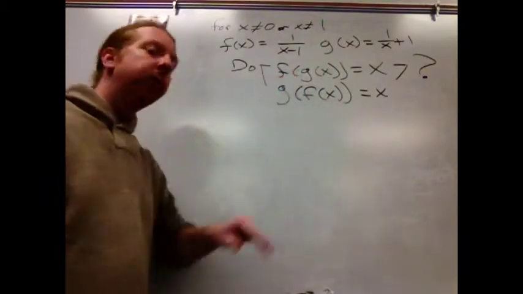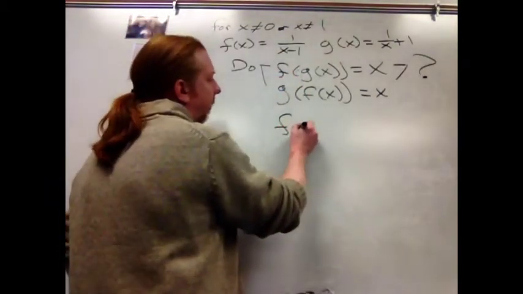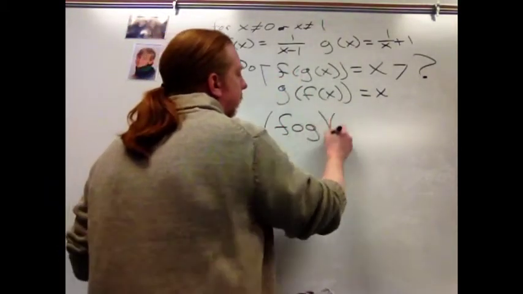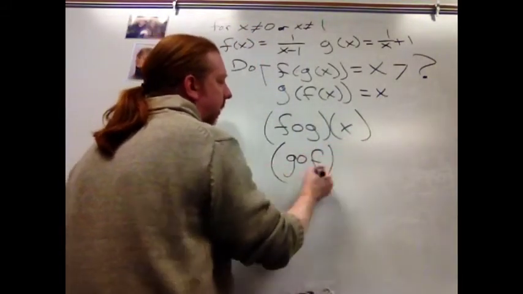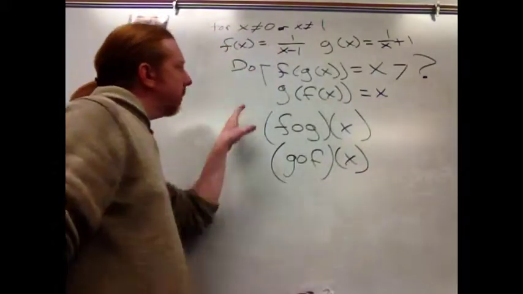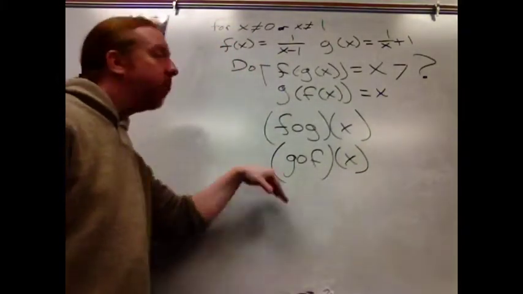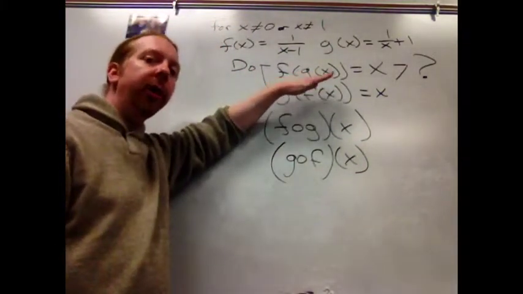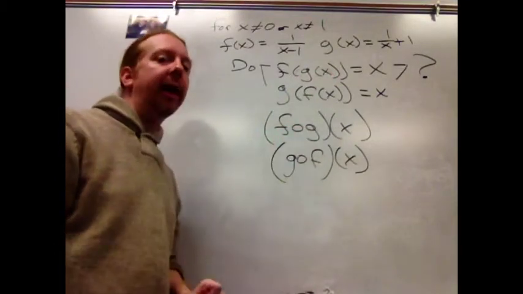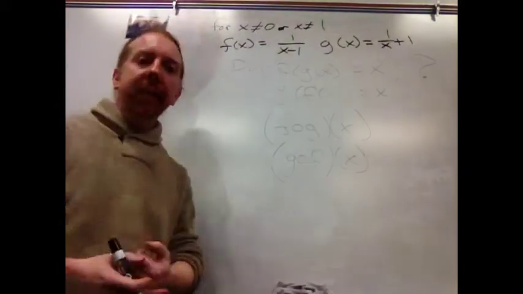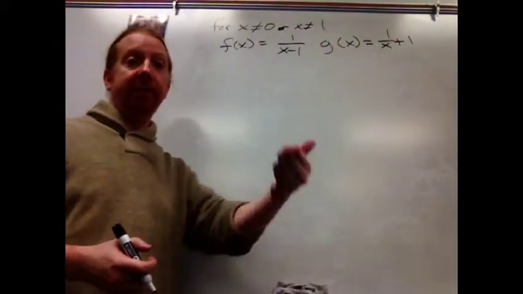Remember too, another way I can write these is f∘g of x and g∘f of x. Those are the same notations. We generally write it this way in order to show that substitution. This method shows the operator, which allows for the composition. Let's begin by checking f of g of x.